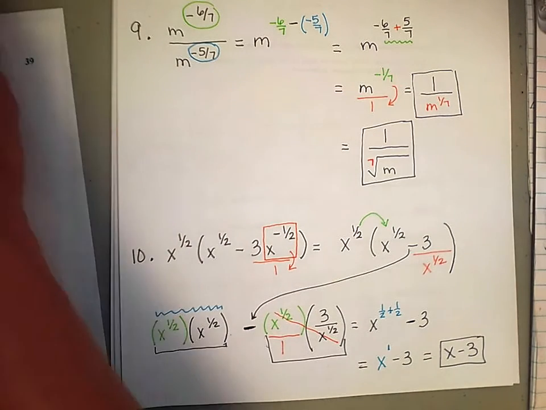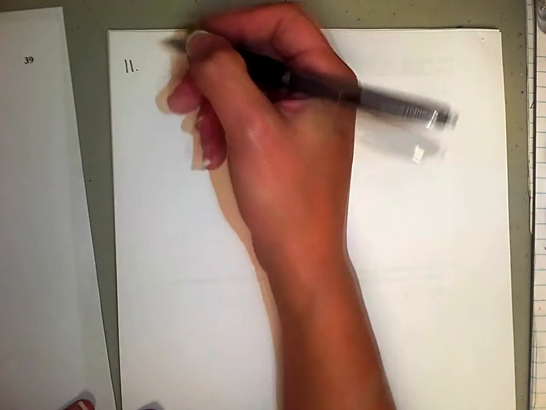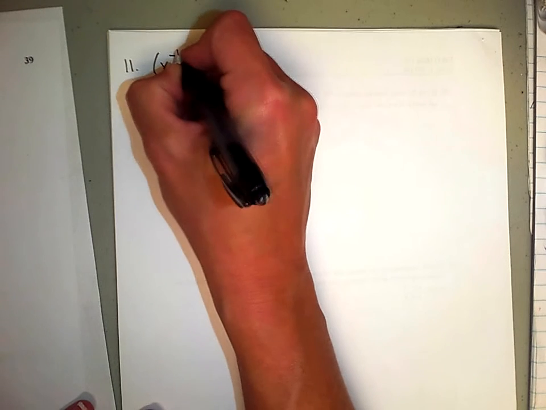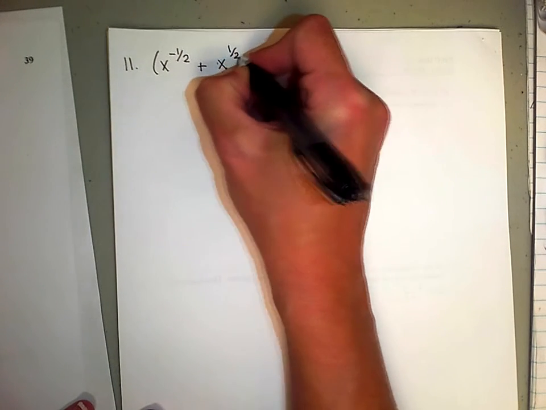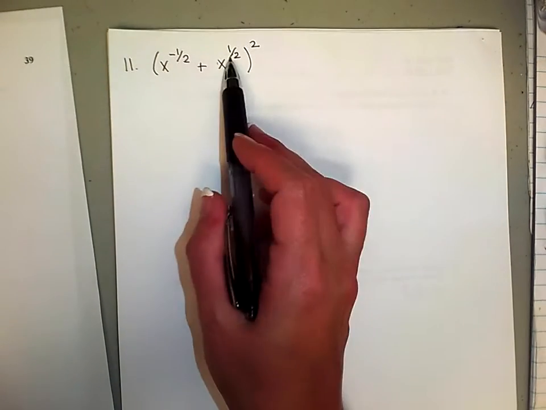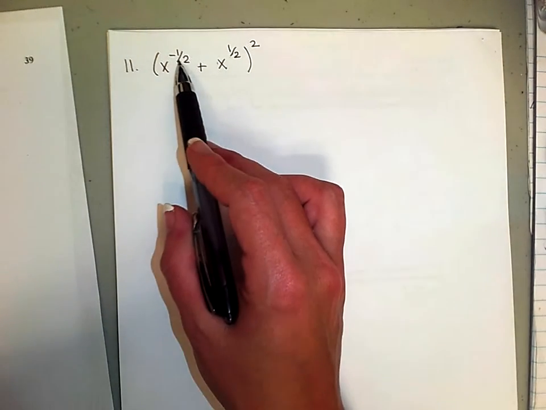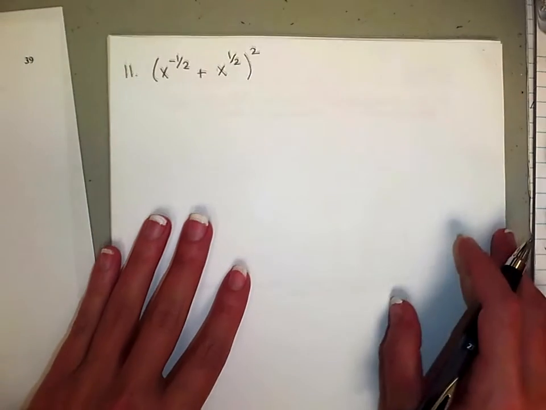Let's try a different one. Okay. In number 11, we are going to square that quantity. But now the difference is that in that quantity there's an addition. It's not straight multiplication. So we will have to use a different rule. Okay. Now notice these are opposites of one another. They are not like terms, so they cannot be combined. So we're going to have to FOIL.